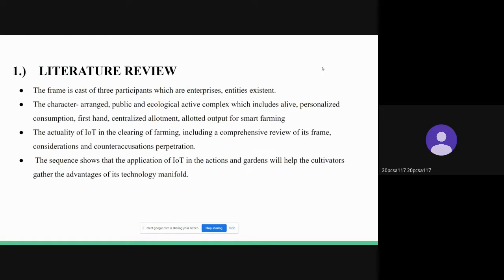So what is the first paper about? Frame to carve three participants which crisis entities exist. The character attains public and ecological active complex which includes live personalized consumption, first and centralized allotment, allotted output for the smart farmer.